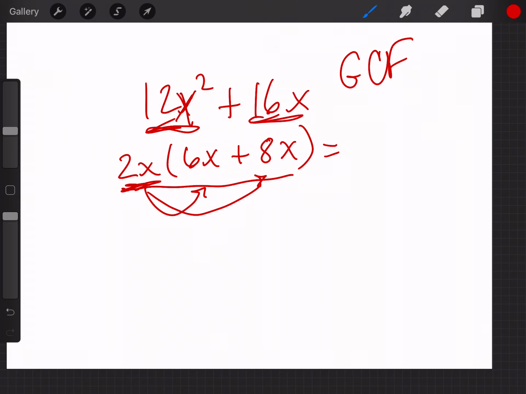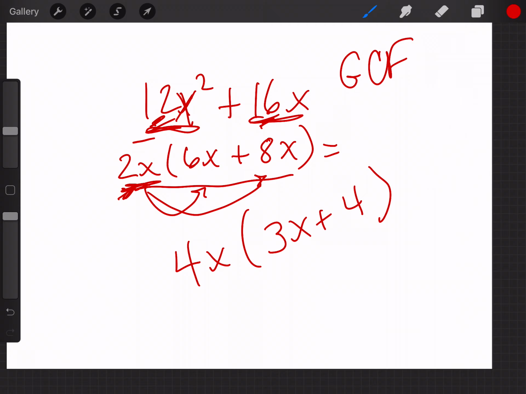So the greatest common factor means you want the greatest number that'll go into 12 and 16, which is not 2. Some of y'all caught it, some of you didn't. So it should have been 4x as the greatest common factor, which would end up giving you 3x plus 4. It's not a huge deal if you're multiplying it back out like y'all told me.